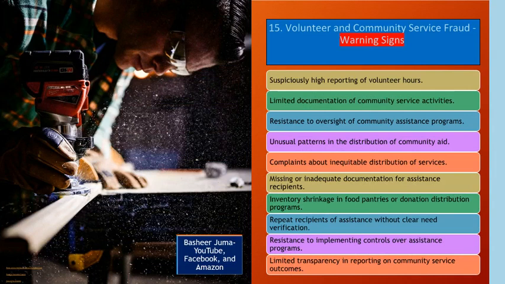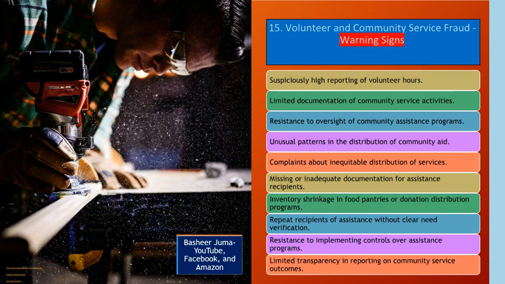Unusual patterns in the distribution of community aid. Complaints about inequitable distribution of services. Missing or inadequate documentation for assistance recipients. Inventory shrinkage in food pantries or donation distribution programs.